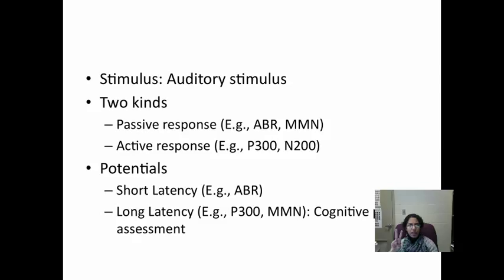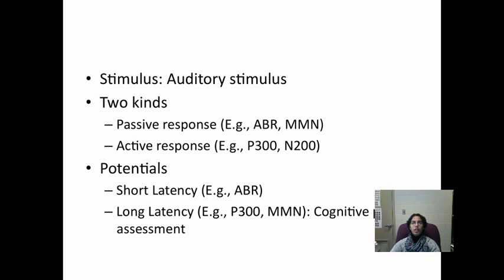The responses can be two different kinds. One is a passive response and one is an active response. If I were to talk about a passive response, meaning ABR, which is one of the things that they do for kids, obviously the infants are not going to be able to give a response, right? Whether they heard or they didn't hear. So a passive response is the brain automatically responding without any response expected from the client, the participant, or the patient. An active response is something that the participant has to provide a response to.